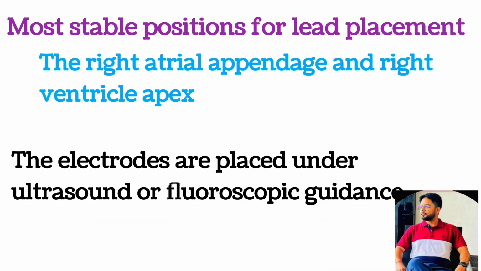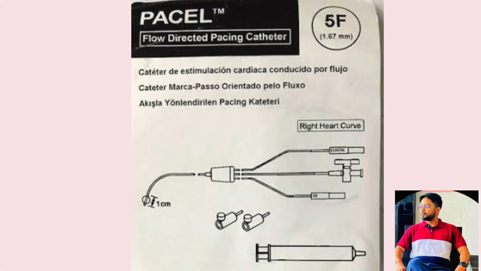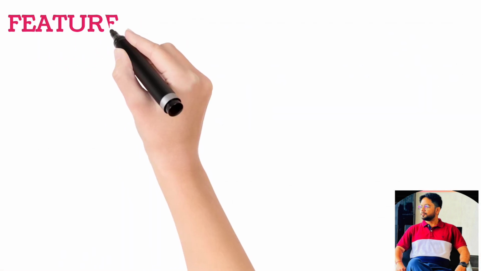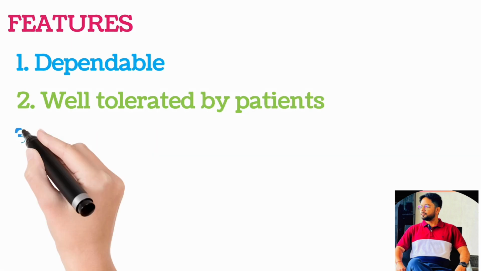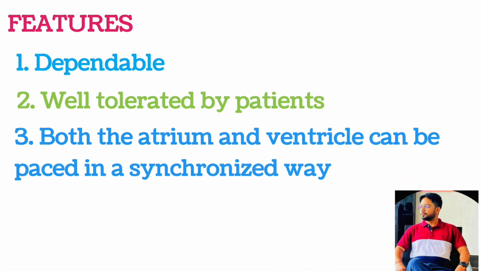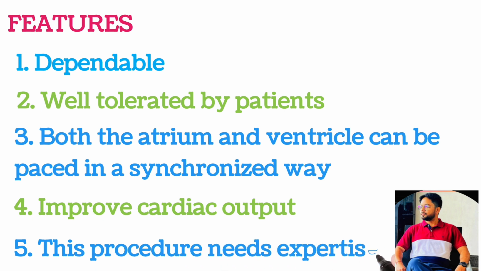The electrodes are placed under ultrasound or fluoroscopic guidance. For insertion of electrodes, a flow-directed catheter can also be attempted using pressure or electrocardiography guidance. Temporary transvenous pacing is dependable and well tolerated by patients. Both the atrium and the ventricle can be paced in a synchronized way, leading to improved cardiac output. However, this procedure needs expertise, as in inexperienced hands it could be a time-consuming process with a higher incidence of complications.